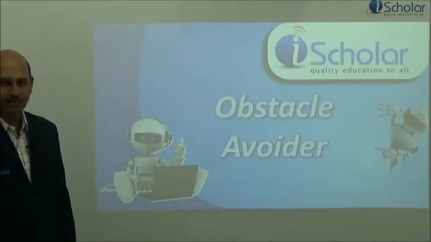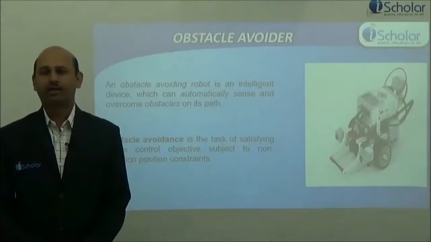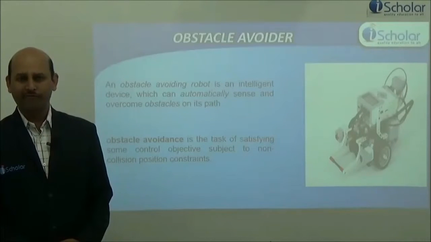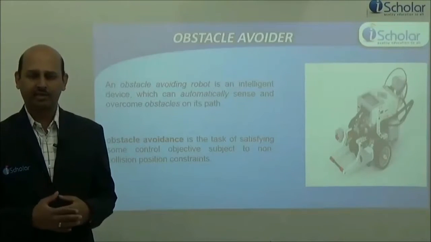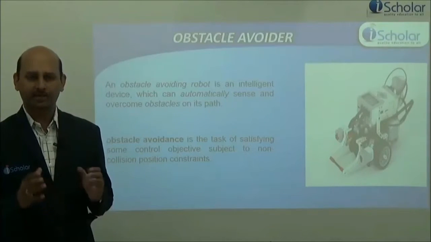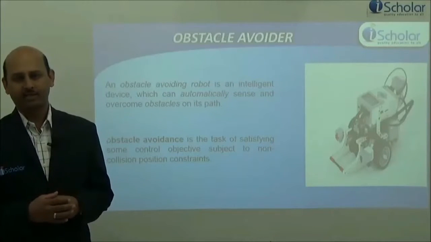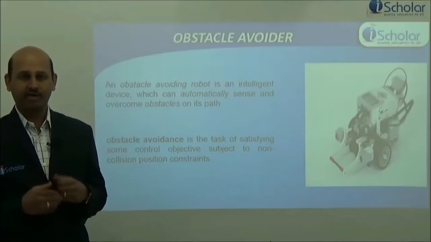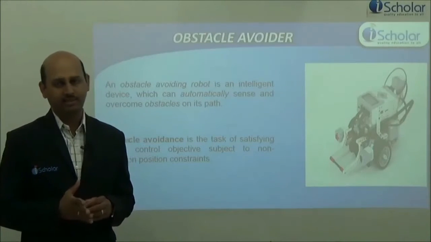The next model which you will be studying is an obstacle avoider. It is nothing but a robot which, whenever it travels in some path, if something comes in front of it, changes the direction. That is obstacle avoidance. Whenever an obstacle comes in between its path, it changes its direction.